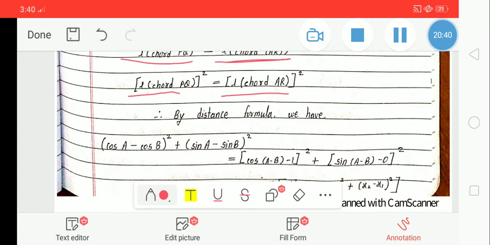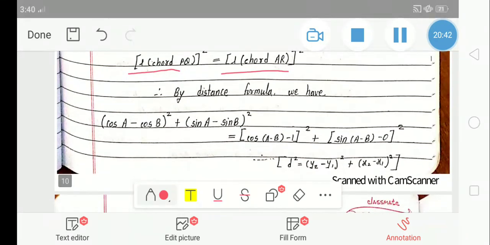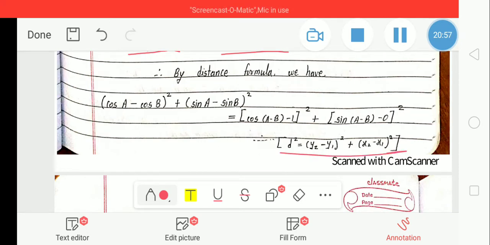Now using the distance formula, we have (cos A minus cos B) whole square plus (sin A minus sin B) whole square is equal to (cos(A minus B) minus 1) whole square plus (sin(A minus B) minus 0) whole square. This is the distance formula, d square is equal to (y minus y1) whole square plus (x minus x1) whole square.